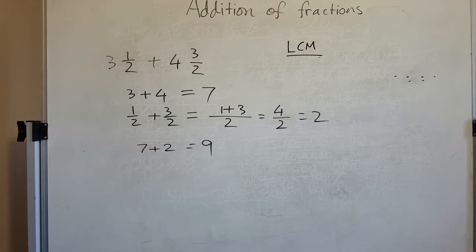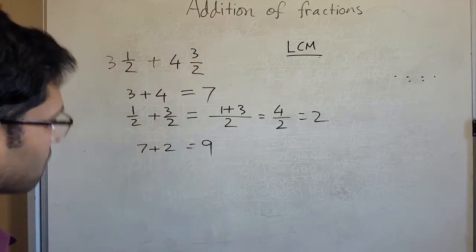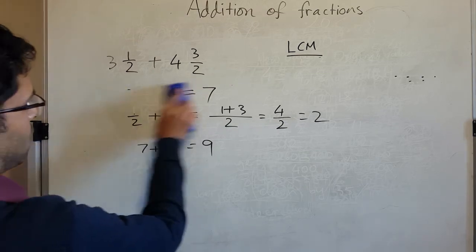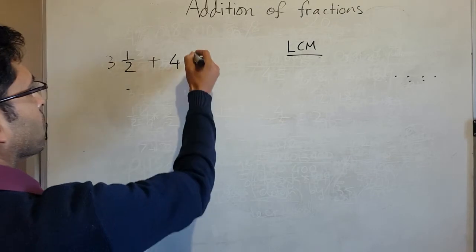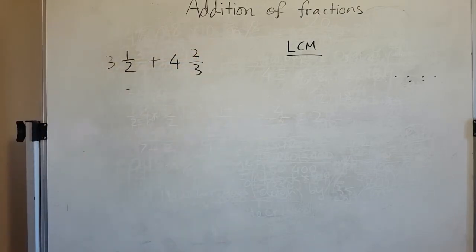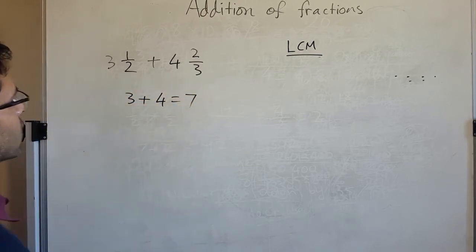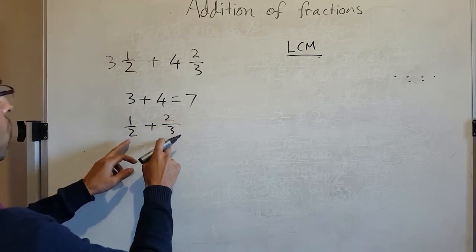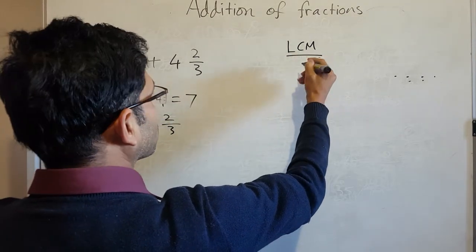Let's do another one, maybe a little bit more complicated. If it is not 3 over 2, if it is 2 over 3, then what will happen? So I'm just changing this fraction to 2 over 3. Again, I will do the same thing. We are adding the whole numbers separately, then adding the fractions separately. And again, we need to make our denominators the same by going for the least common multiple.